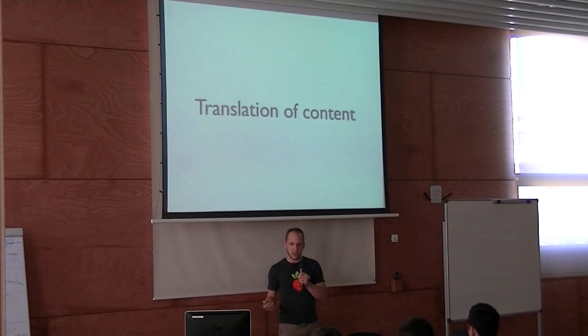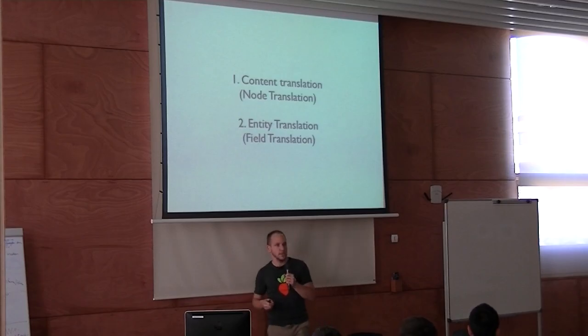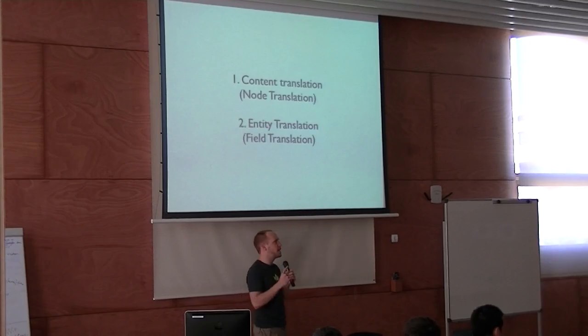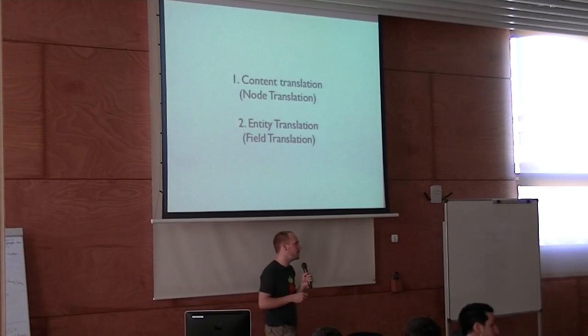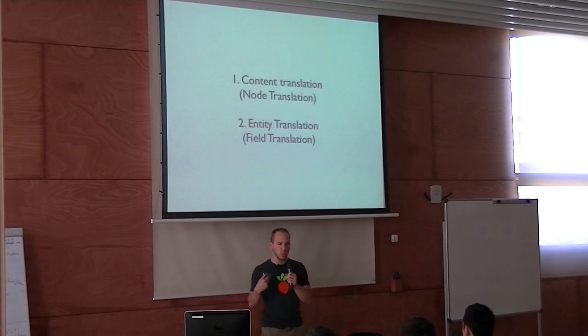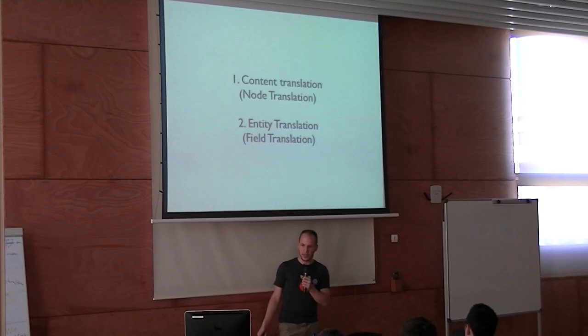In Drupal, there's actually two ways to translate content. The first one is the traditional way, the way that has been there since 4.7. It's content translation. And I think as of Drupal 5, I believe there's content translation inside of Drupal core. It's also sometimes referred to as node translation. And what I'm going to be talking about today is entity translation, also called field translation sometimes. So let's take a look at how that works.